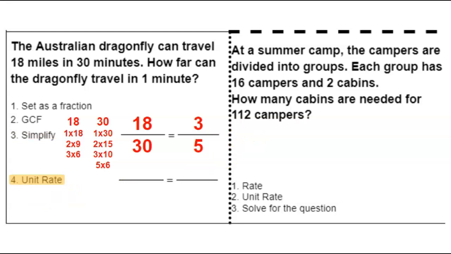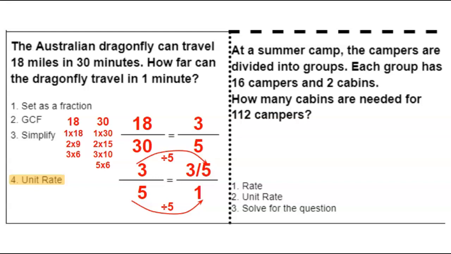Next, we can find our unit rate. So we're going to take our 3 to 5, and we want to divide by 5 to get per 1 minute. And in 1 minute, if we divide by 5, the dragonfly can fly 3/5 of a mile. Now, you've been taught that you cannot have fractions or decimals inside a numerator or denominator, but in this case, we do not have a real fraction. It is in fraction form.